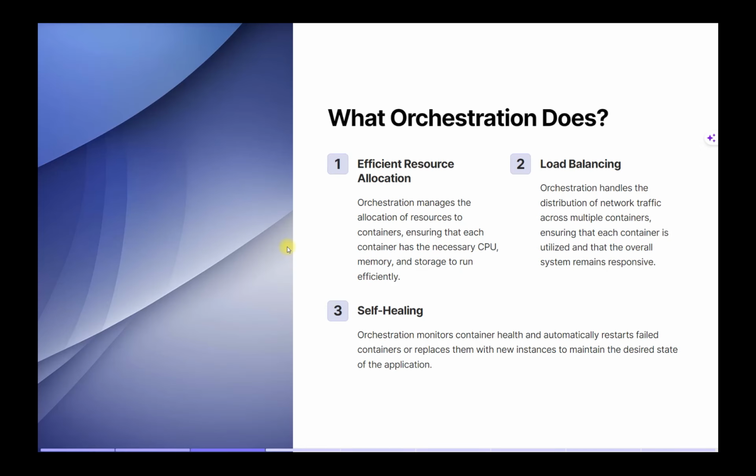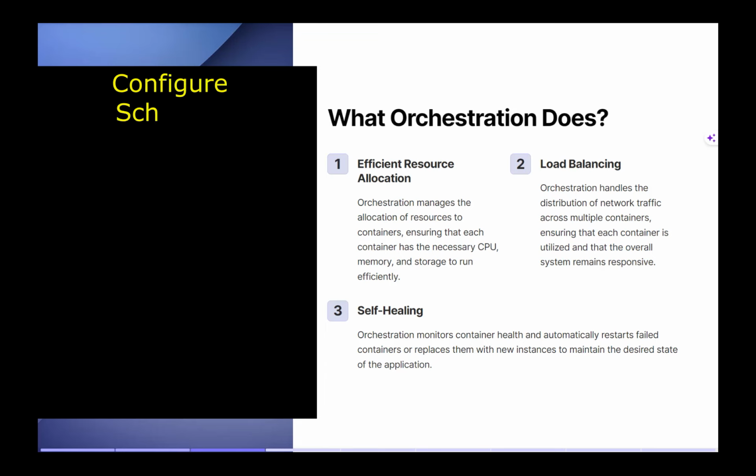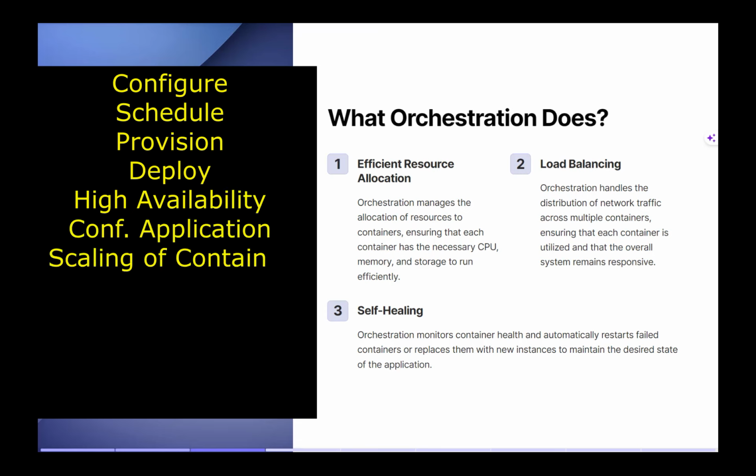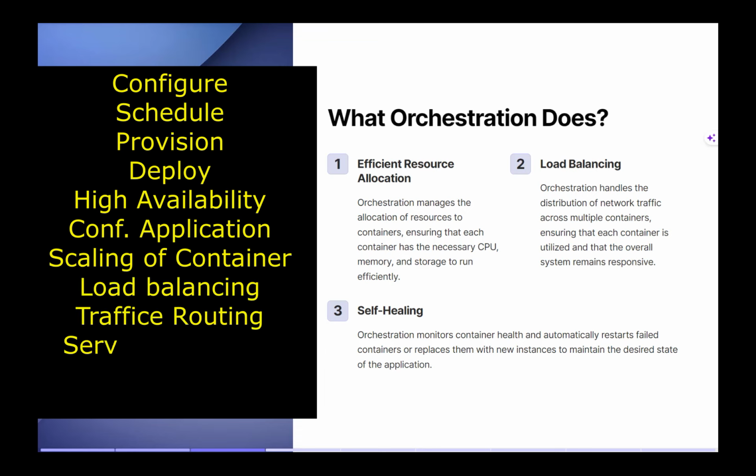Now the next thing is what orchestration actually does. It does efficient resource allocation, load balancing, and self-healing. These are a few features that orchestration does. But in actual, it can configure and schedule your containers. It can provision and deploy your containers. It can provide high availability of your containers. It configures the application that runs in a container. It can also do load balancing, traffic routing, and service discovery of the containers.